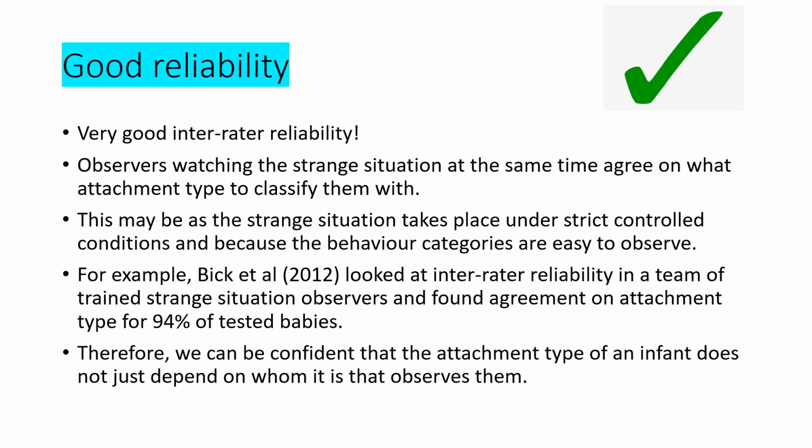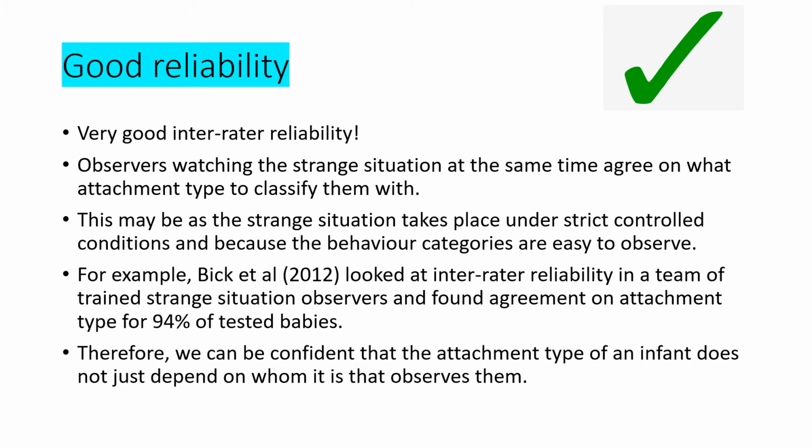But they are separate, they're not communicating with each other to discuss what they think, and they rate the behaviours. And when they compare their results, it is very likely that they agree on the same attachment type to classify the child or the infant that they're observing. And this may be because the strange situation takes place under strict controlled conditions, and because, as you've already seen, there are all those behavioural categories that they must observe, and it's easy to observe them because they're so explicit, they're quite obvious, it's very understandable.